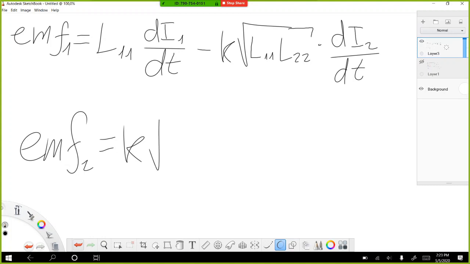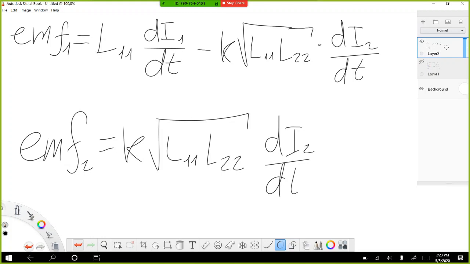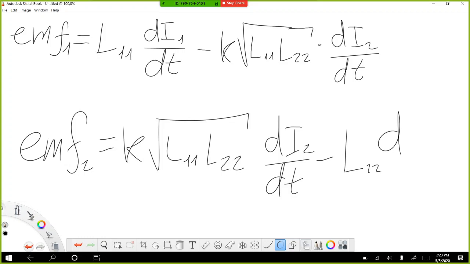And the electromotive force in the secondary coil is equal to, kind of vice versa, L22 di2 over dt minus k square root of L11 L22 di1 over dt.